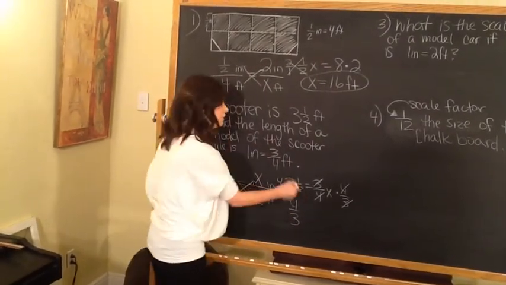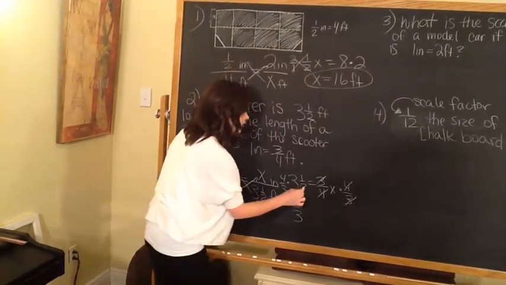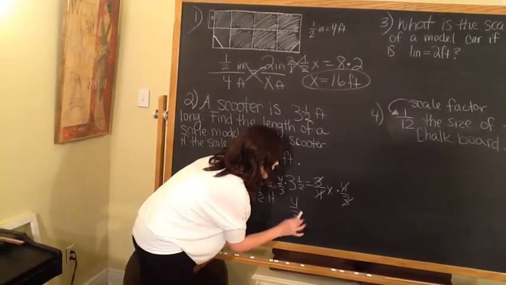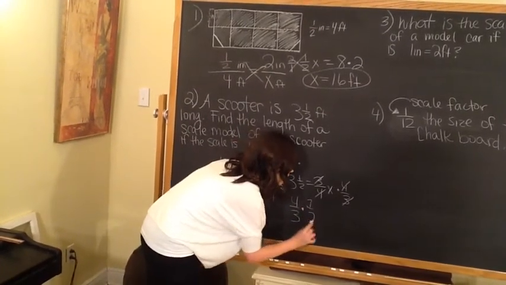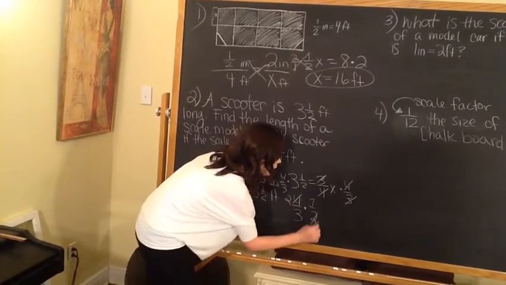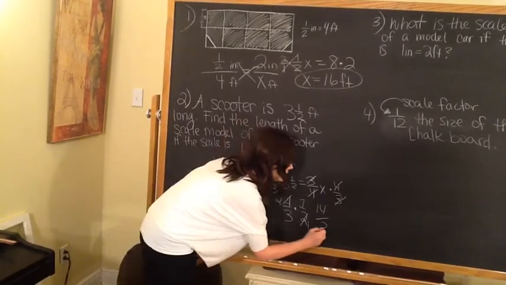I'm going to change this 3.5 to an improper fraction so we can multiply across and simplify. So 2 times 3 gives you 6, plus 1 gives you 7. So we're going to multiply by 7 halves. I'm going to cross cancel. So I'm going to have 2 over here and a 1 right here. So 2 times 7 gives me 14, and then 3 times 1 gives me 3.